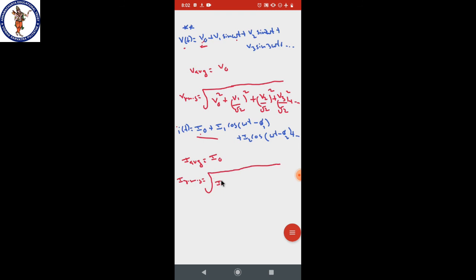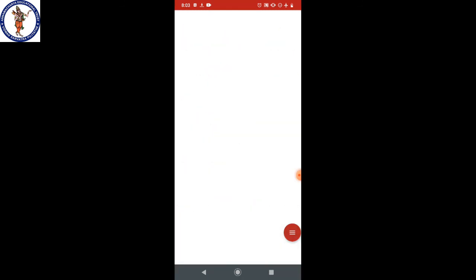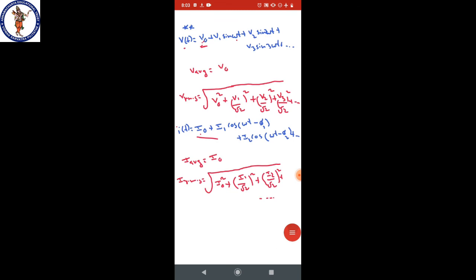IRMS equal to square root of I naught square plus I1 by root 2 whole square plus I2 by root 2 whole square plus and so on. This is the RMS quantity.